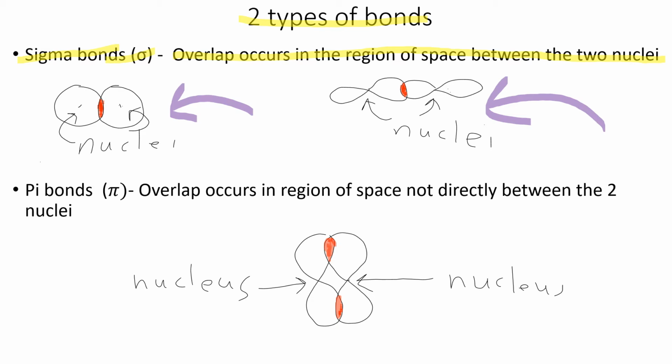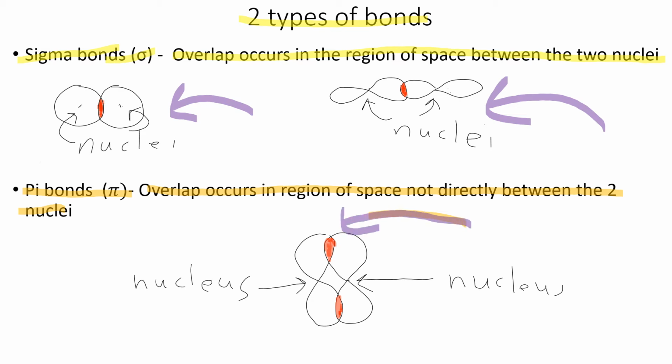Now there's another type of bond that we could have. We could also have a pi bond. In a pi bond, this overlap occurs in the region of space not directly between the 2 nuclei. And for this, we can see this with p orbitals. We stand 2 p orbitals up vertically, running in that up and down direction, and we overlap them.